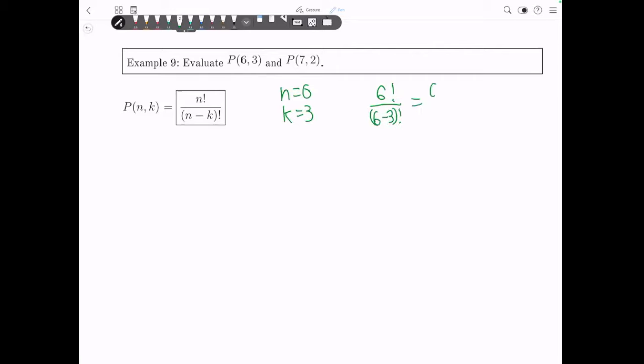G1, G2, and G3. And the 4 Spanish books can be S1, S2, and S3. So it says, how many ways are there to arrange 9 books, keeping the Arabic books together and the Spanish books together? Based on our conditions, we have to keep these books together and these books together.